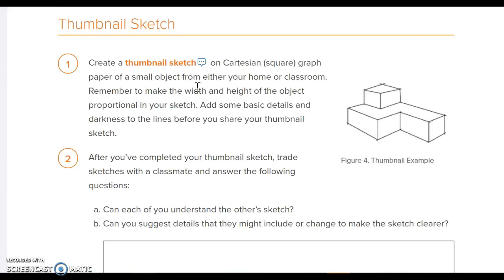Thumbnail sketch. Create a thumbnail sketch on Cartesian, which is the square graph paper, of a small object from either your home or classroom. I have provided some for you. Remember to make the width and height of the object proportional in your sketch. Add some basic details and darkness to the lines before you share your thumbnail sketch.